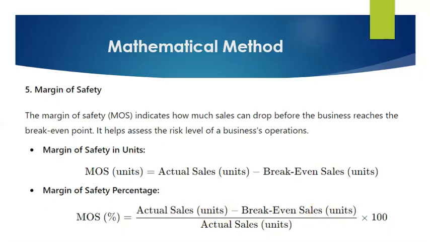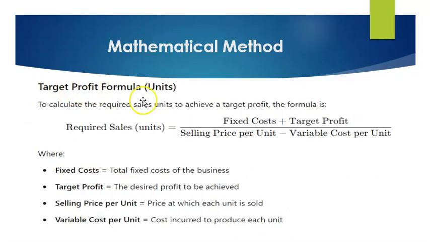They'll also ask you to calculate targeted units to achieve a certain profit. So required sales units will be given by fixed cost plus the targeted profit they'll give you, divided by contribution per unit. Now we understand that in this formula, the result of this subtraction is the contribution. So targeted units will be fixed cost plus targeted profit over contribution per unit.